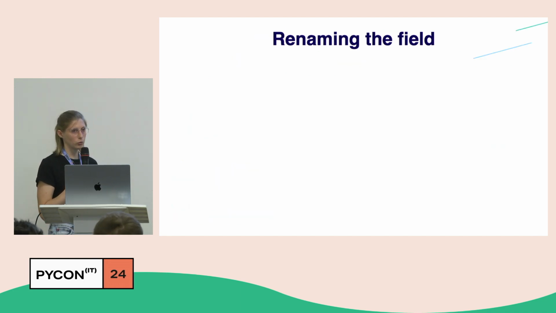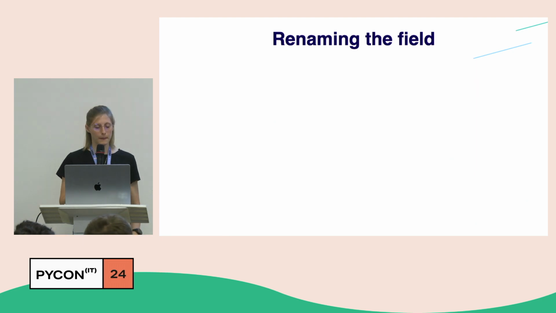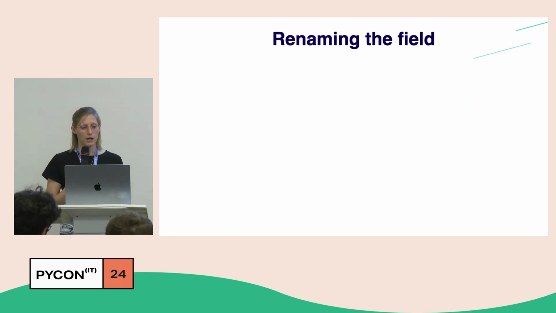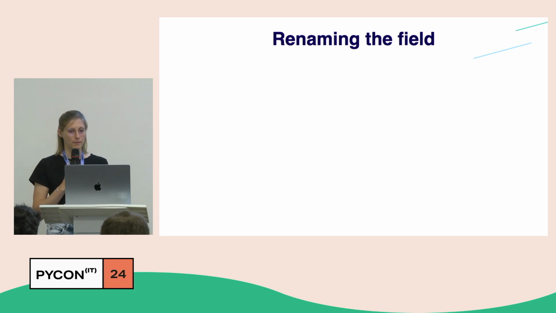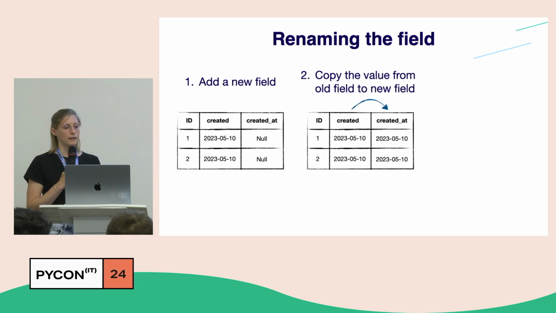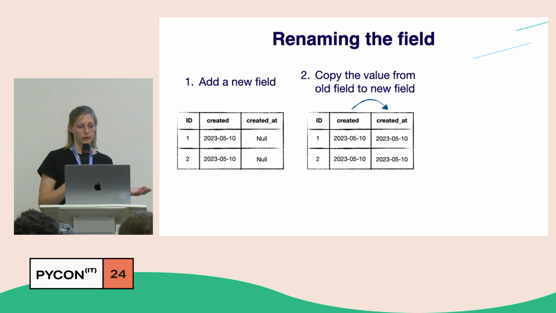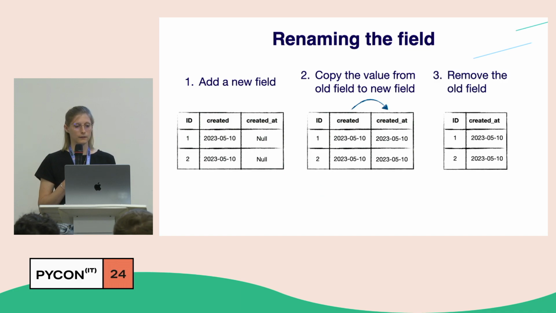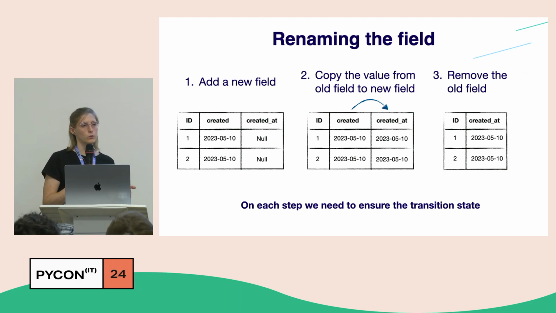Okay, so the second operation was renaming the created field, and to ensure compatibility, we have to perform the changes in three main steps: adding a new field next to the existing one, then copying the data from the old field to the new one, and then finally removing the old field. And on each of these steps, we need to ensure the transition state. And yeah, so let's go into details.